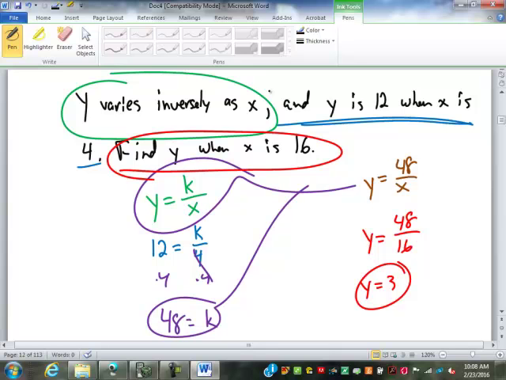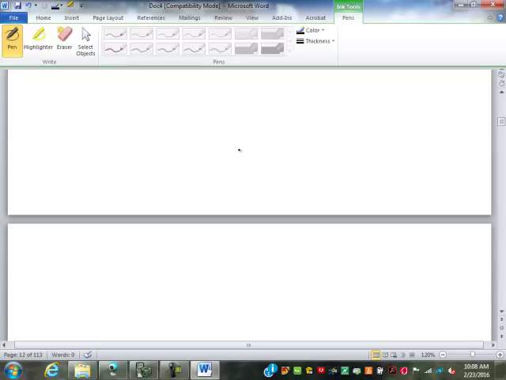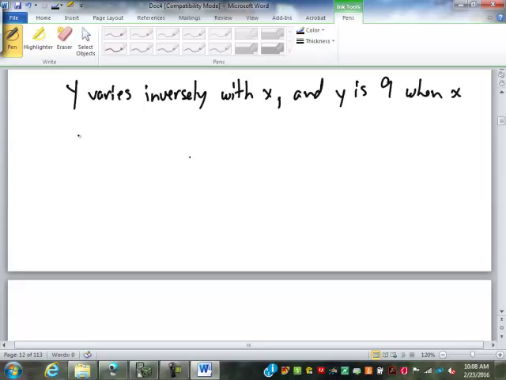So let's have you guys try one. So y varies inversely with x, and y is 9 when x is 8. Find y when x is 6. Give that a shot, see what you come up with.